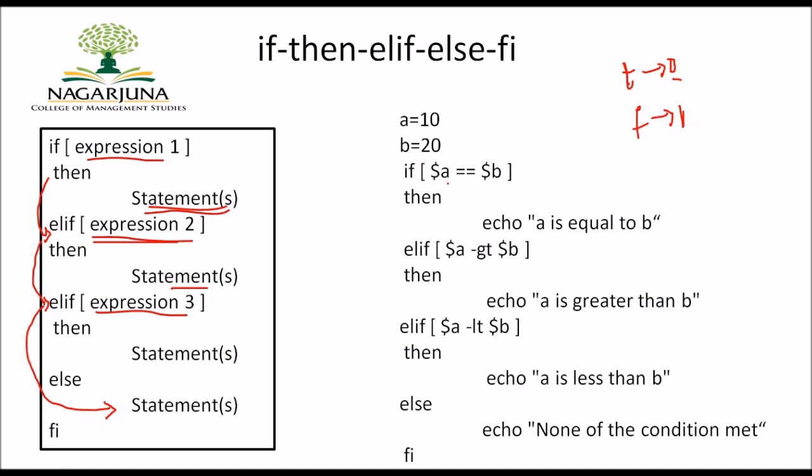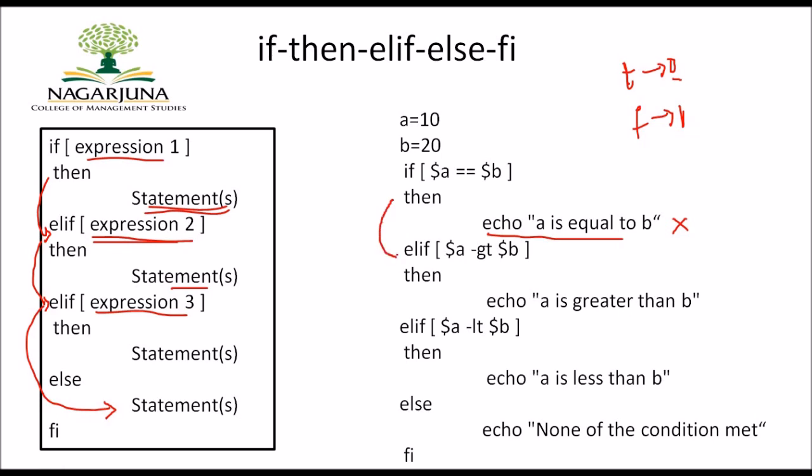Now we are going to make use of a comparison operation here to check the equality between a and b. If a is equal to b, so what is the value of a? a is 10 and the value of b is 20. So a is not equal to b, and this particular statement will not be executed, because it returns the value 1, indicating that the condition is false.